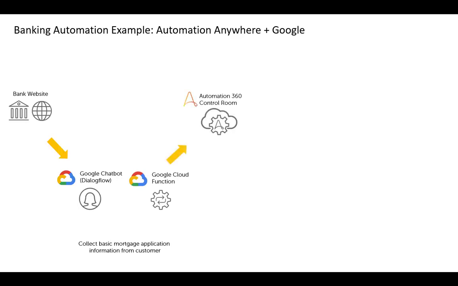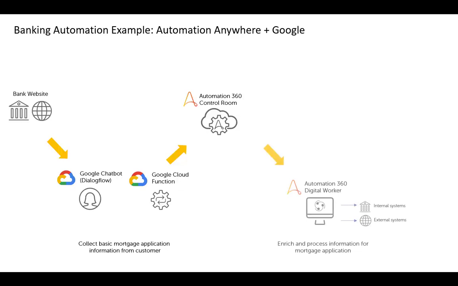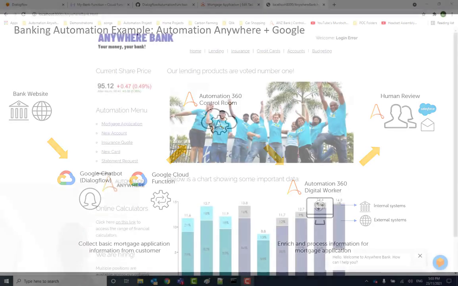Through the control room, it will trigger a digital worker to run some bot logic to satisfy the customer's request. The control room sends the bot logic to a computer within the bank's network that's waiting to perform tasks. That's our digital worker. Because it is inside the bank's network, it can access all systems, whether internal or external. Finally, if required, our digital worker can notify a human worker and involve them in the process.